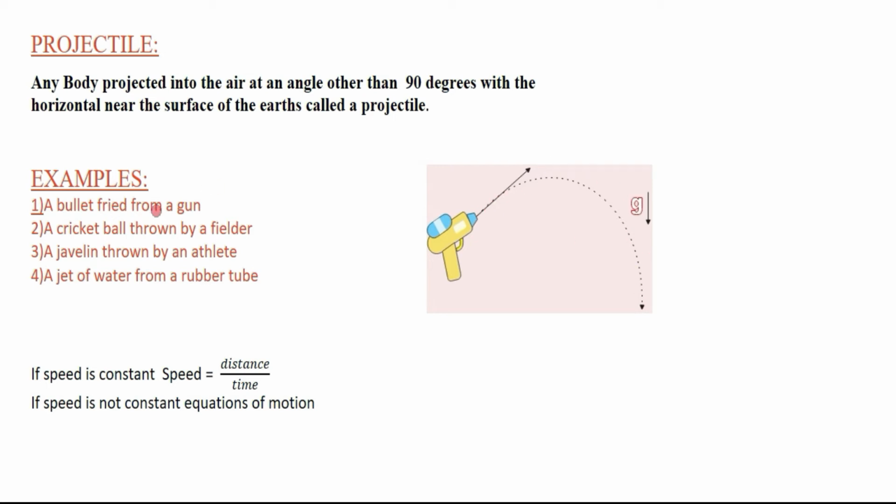Next, the other examples are a cricket ball thrown by a fielder, a javelin thrown by an athlete, and a jet of water from a rubber tube. So all these are examples of projectile motion, where the projectile, that is the body, will move in a curved path. The reason for the body to move in a curved path instead of a straight line is the vertical downward force, which is nothing but the force due to acceleration due to gravity.